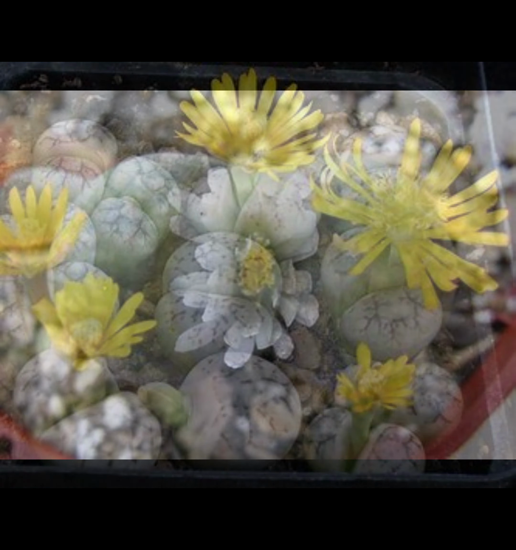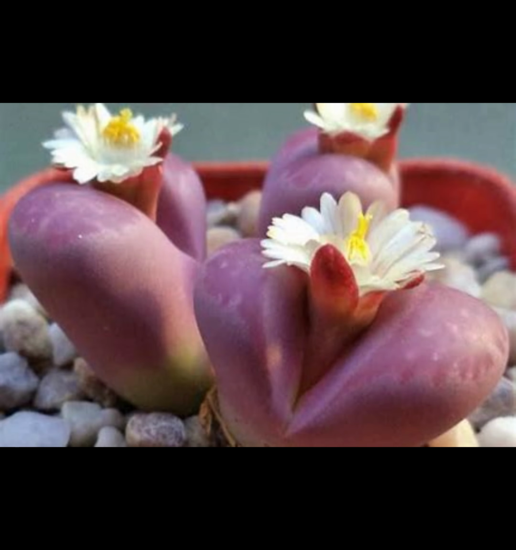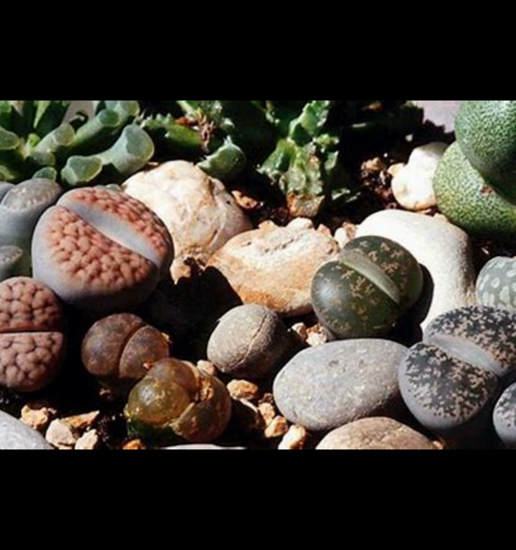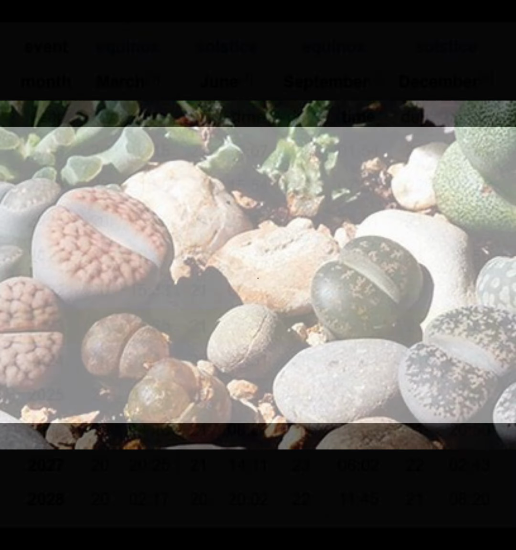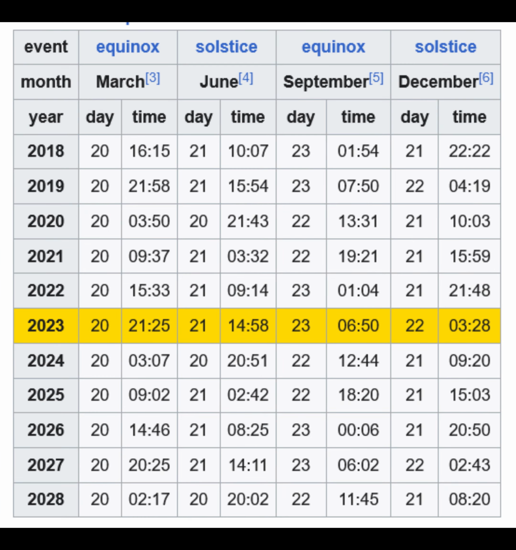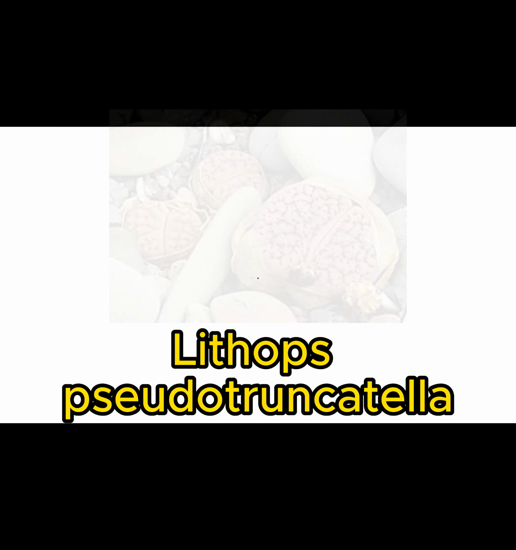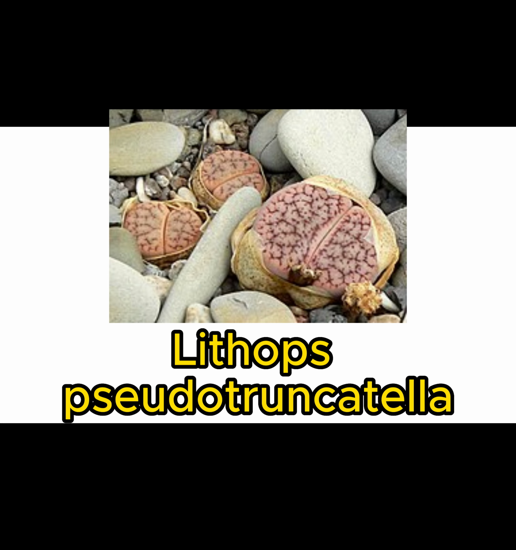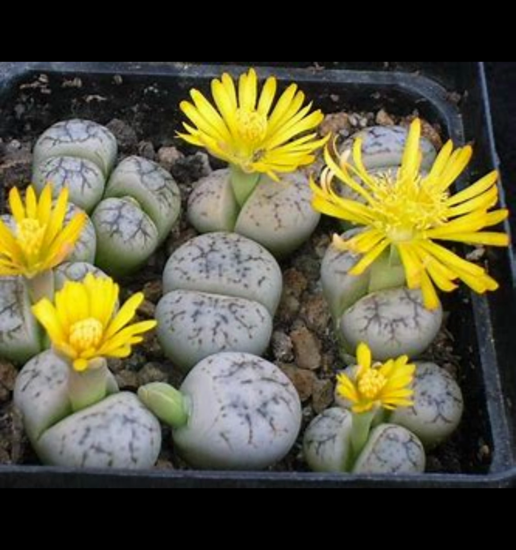Yellow or white flowers emerge from the fissure between the leaves after the new leaf pair has fully matured, one per leaf pair. This is usually in autumn, but can be before the summer solstice in L. pseudotruncatella and after the winter solstice in L. optica. The flowers are often sweetly scented.